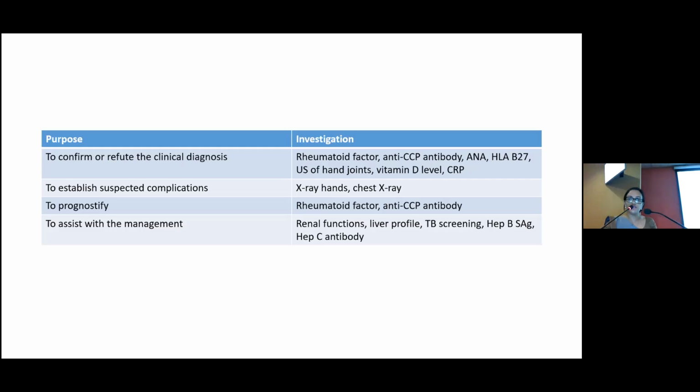And to assist with the management, okay, renal functions, liver profile, TB screening, hepatitis B surface antigen, and Hep C antibody, because we are very fond of adapting international guidelines to our setting. That's what we do. So if you go through different international guidelines, particularly the ACR guideline, the American College of Rheumatology, before starting DMARDs, you have to do Hep B surface antigen and Hep C antibody. If you go through the Japanese College of Rheumatology guideline, they say you have to do the TB screening prior to starting methotrexate. So how many of you do this? But if you want to do, you can do.